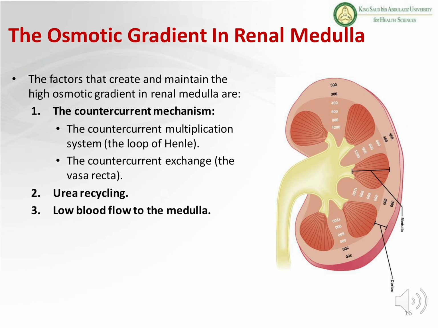We'll talk now about the osmotic gradient in the renal medulla. The factors that create and maintain the high osmotic gradient in the renal medulla are 2 countercurrent mechanisms: the countercurrent multiplication system in the loop of Henle and the countercurrent exchange system in the vasa recta, and then the urea cycling and low blood flow to the medulla.